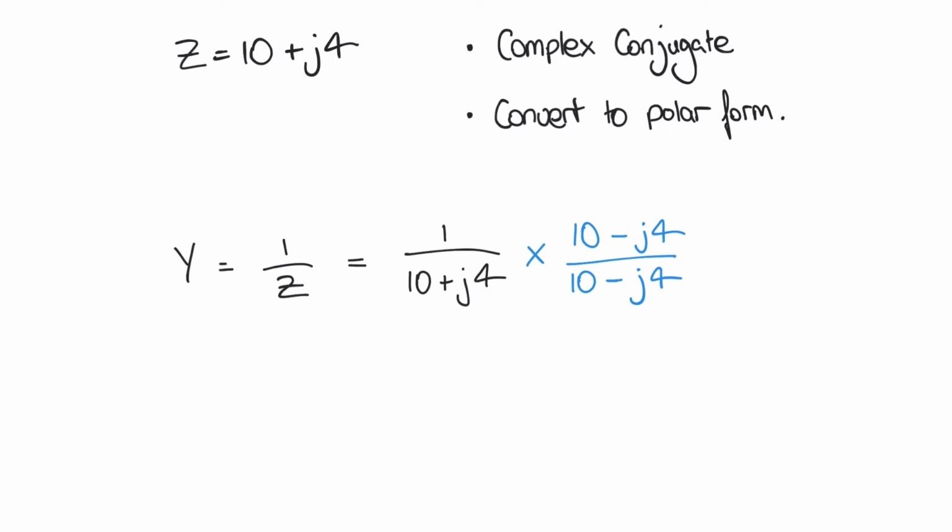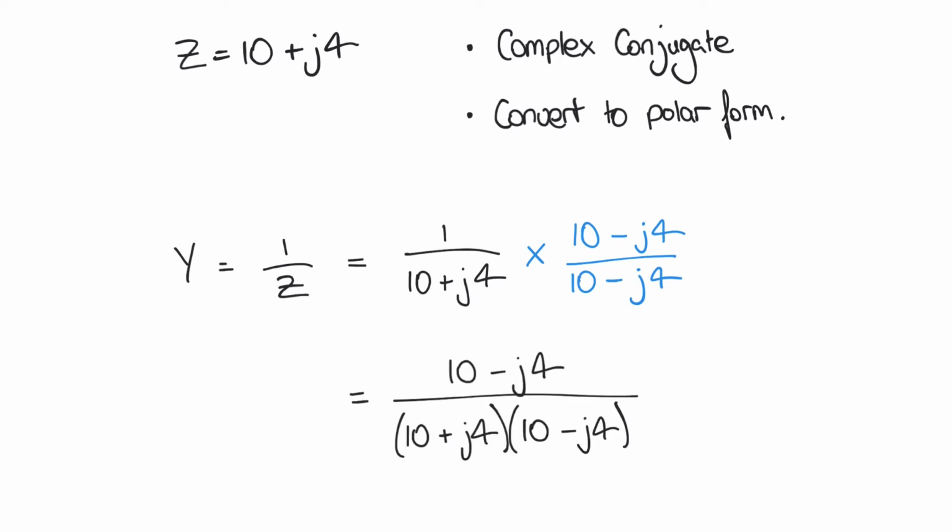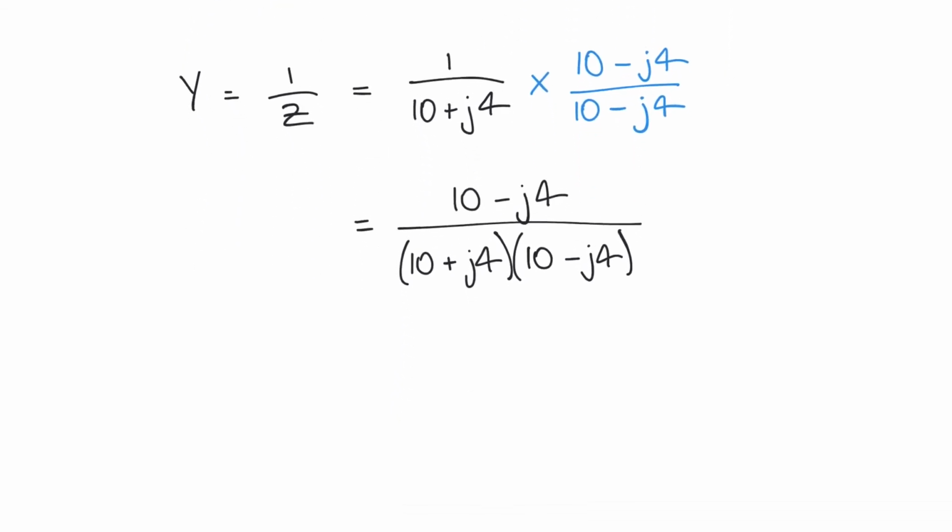So let's rewrite this top and bottom, because 1 times 10 minus j4 on the top, well, we're just multiplying by 1, so the numerator at the top isn't going to change. On the bottom, let's express this as double brackets. We have 10 plus j4 multiplied by 10 minus j4. And we can expand those double brackets on the bottom.